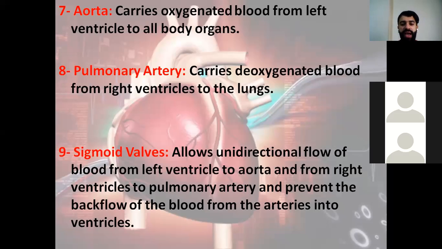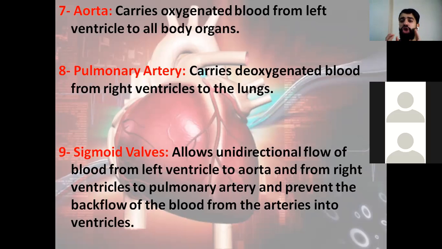Sigmoid valves allow unidirectional flow of the blood from where to where? From the left ventricle to the aorta, and from the right ventricle toward the pulmonary artery, and prevent the backflow of the blood from the arteries toward the ventricles. So sigmoid valve has an important function.